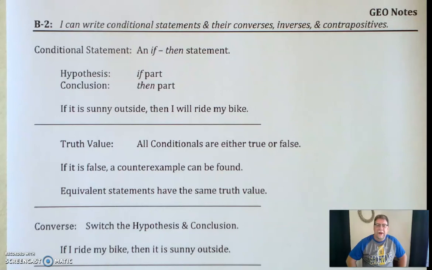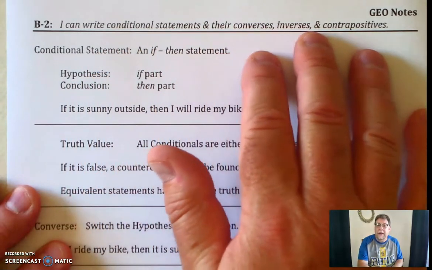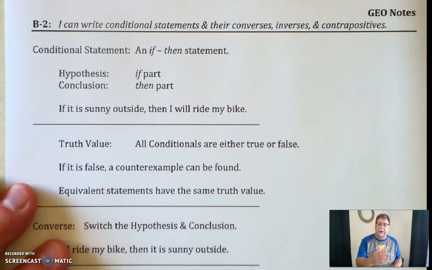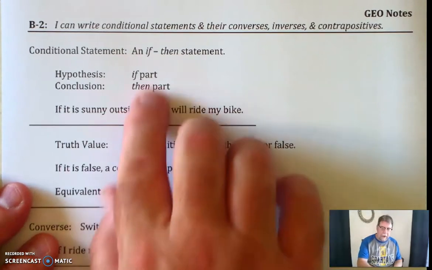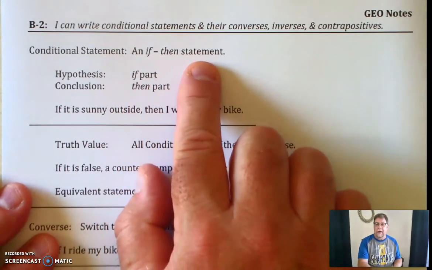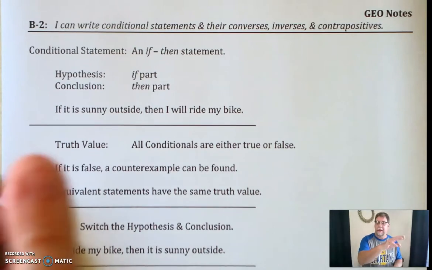This is section B-2. Our learning target: I can write conditional statements, their converses, their inverses, and their contrapositives. A conditional statement is an important concept here for our geometry class at this stage. We are looking at what's called an if-then statement. You see a lot of theorems and even some postulates that are if this, then that.